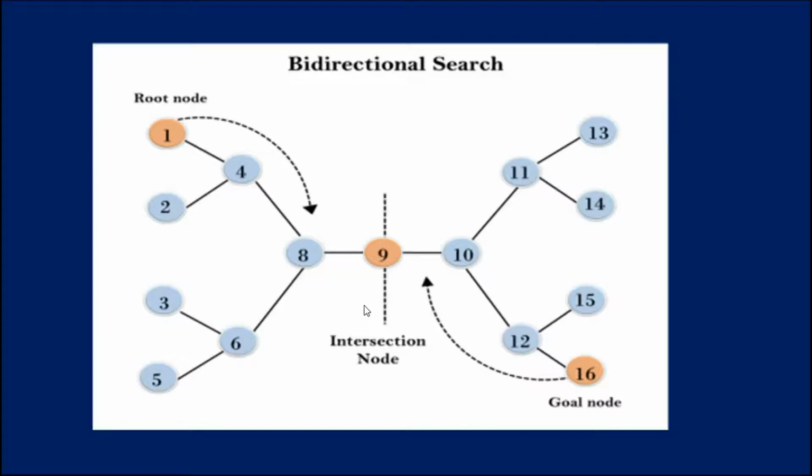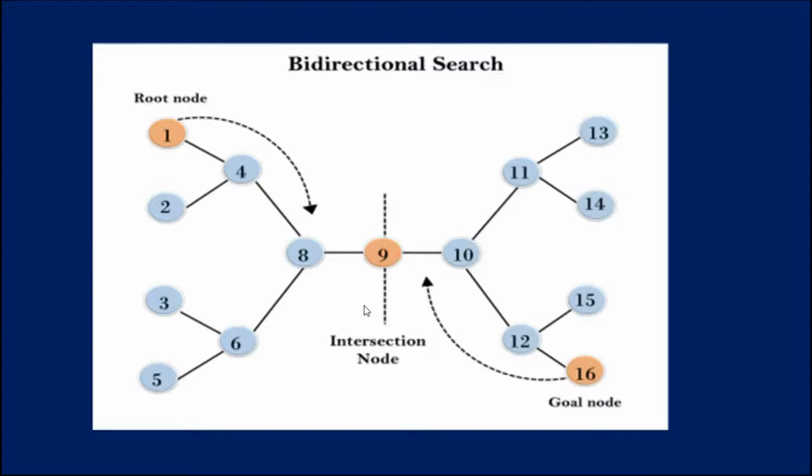So as I said earlier, bidirectional search has two directions. One is a forward search and the other is a backward search from the goal node. The initial state, where the root node occurs, is the forward search. Where the goal node is, that is called the backward search. That is called bidirectional search.